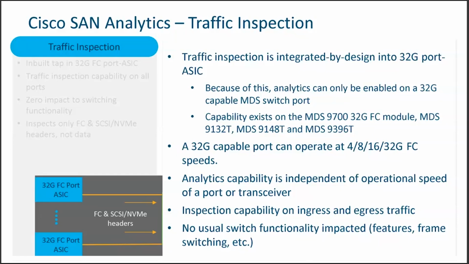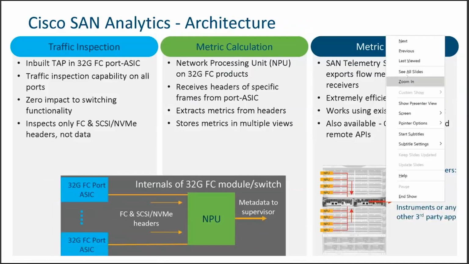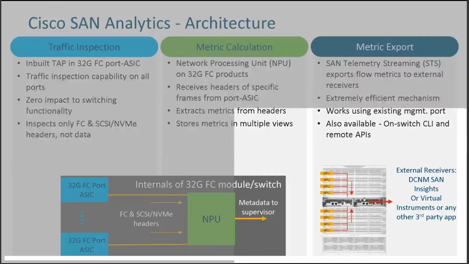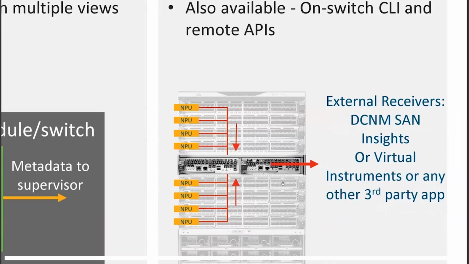If you look at this picture on the bottom right, this is an 8-slot director. So we have 8 NPUs. All of them are working independently, and they're calculating their metrics independently. In a larger fabric, think about 5 directors, 40 NPUs. All of them are working independently. When it comes to export, the supervisor pulls the metrics and sends them out. And then finally, all the end-to-end mapping and correlation, all that magic, is done within DCNM, right? That's where the logic gets figured out.